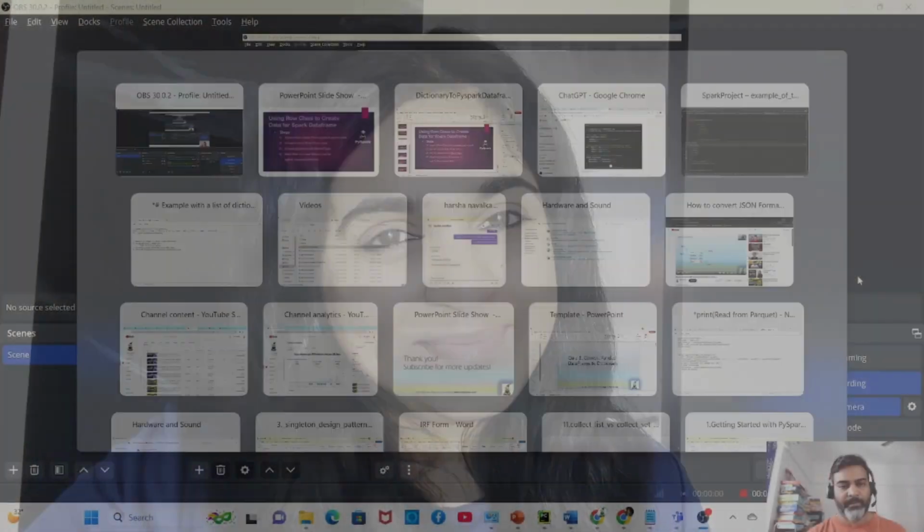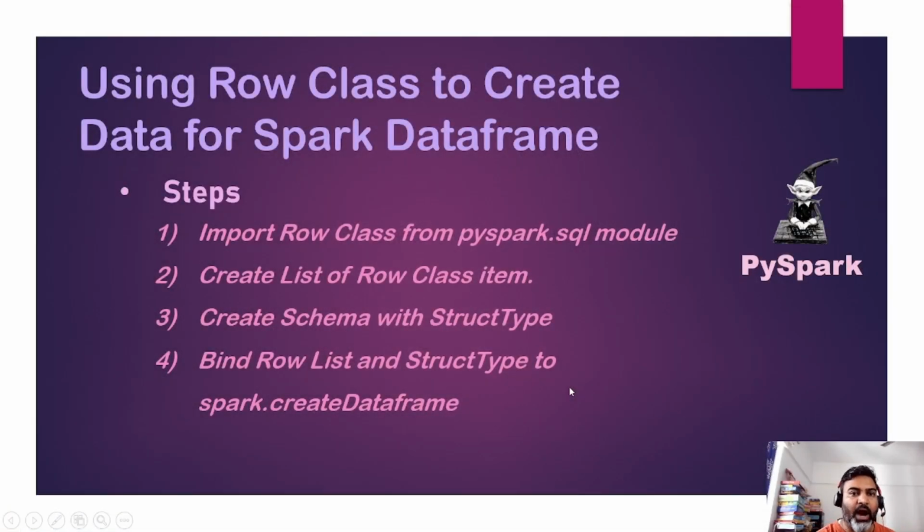So let's begin. Welcome back. Today we will be checking how we can use the Row class provided by the Spark SQL module to frame the entire data, which we will pass as a parameter to the Spark context to create the data frame. With this Row class, what you can do is give a name to each column in your data frame.